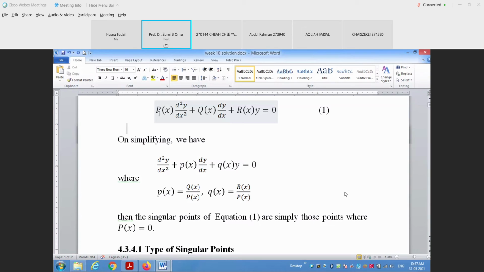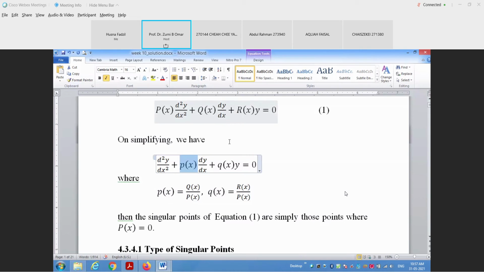In order to make the coefficient of y double prime equal to 1, we divide all terms by capital Px. So now it reduces to d squared y dx squared plus small px dy dx plus small qx y equals 0, where small px equals capital Qx over capital Px.